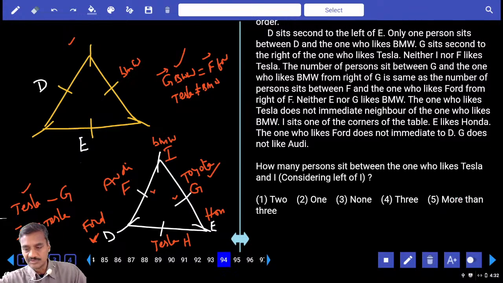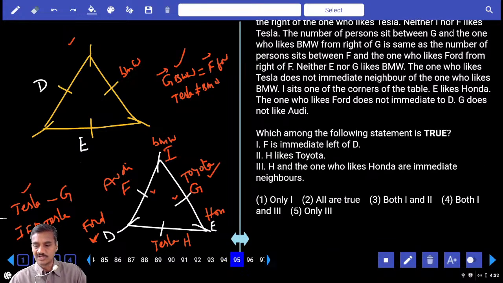94, how many persons sit between Tesla and I? I and Tesla, they are opposite to each other. There are exactly 2 people. 94, that is choice 1. And 95, which among the following statements is true?